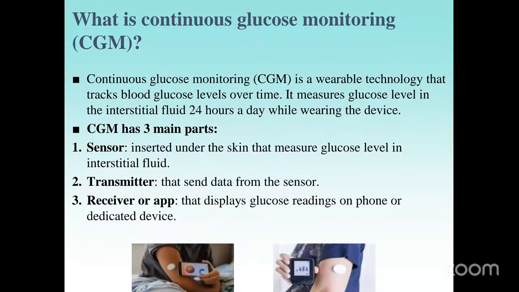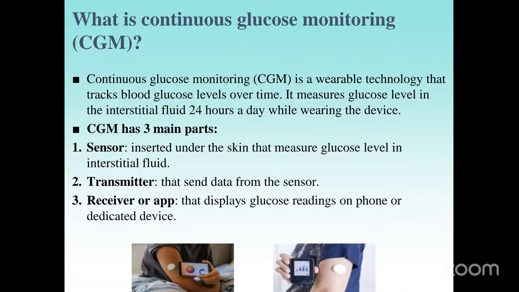So what is this CGM, or continuous glucose monitoring? It is a wearable technology that tracks blood glucose level over time. It measures glucose level in the interstitial fluid 24 hours a day while wearing the device, and it has three main parts: the sensor, the transmitter, and the receiver.